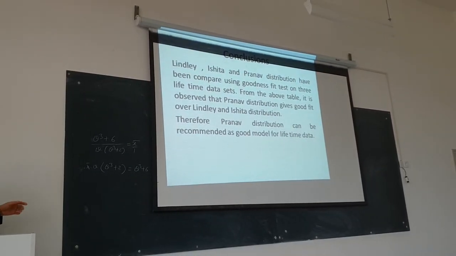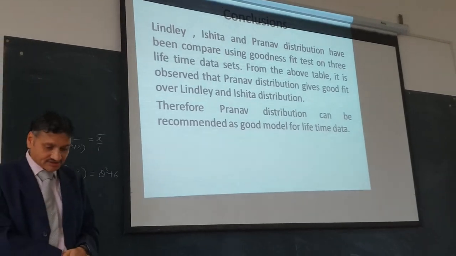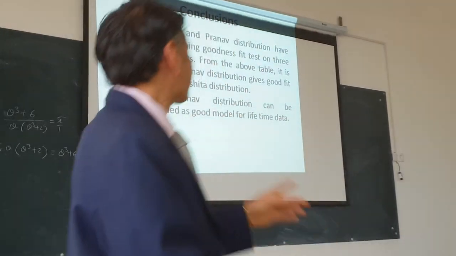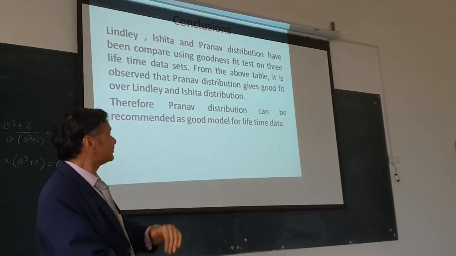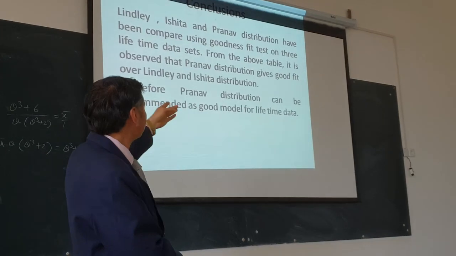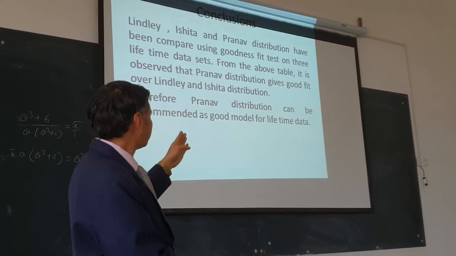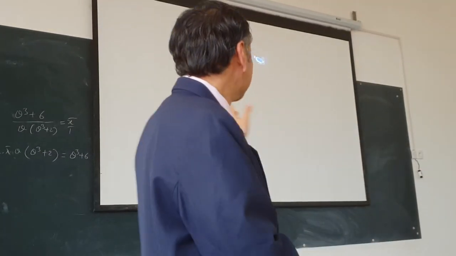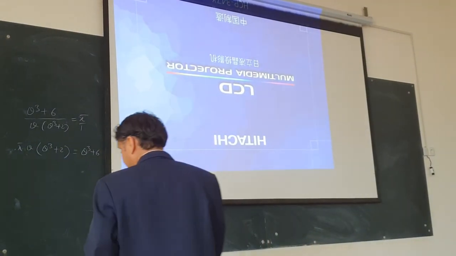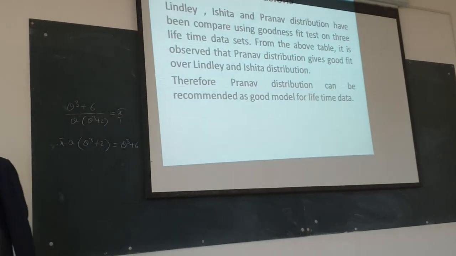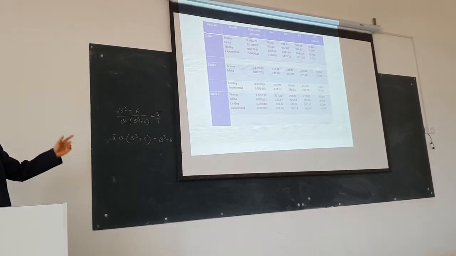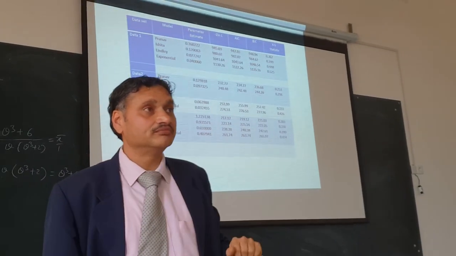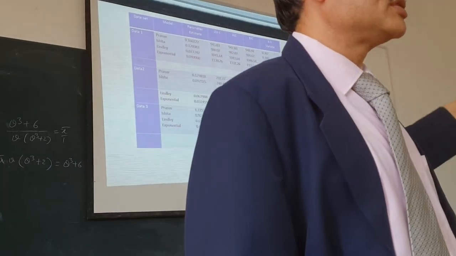So now I am coming to the conclusion part. Here are the three distributions I used: Lindley distribution, Ishita distribution, and Pranav distribution. I have compared them with goodness of fit on three lifetime data sets. From the above table, it is observed that the Pranav distribution gives a good fit in comparison to the other distributions. Here you can look once again. The KS value is minimum for all the data sets.